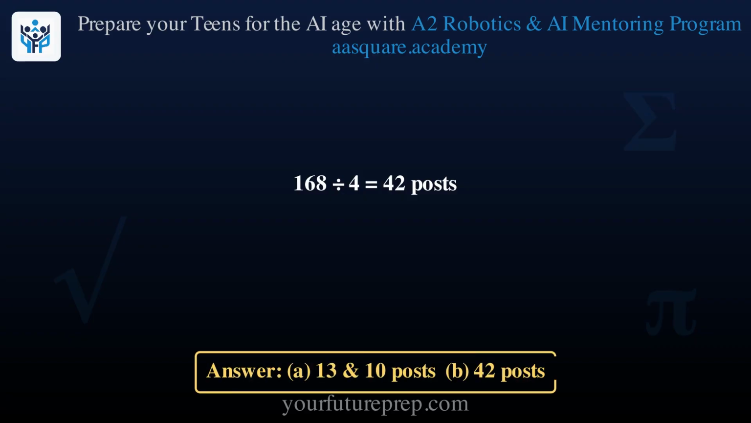So each long side shows 13 posts and each short side 10. But those corner posts are each shared by 2 sides, so the garden only needs 42 posts in all, not 46.